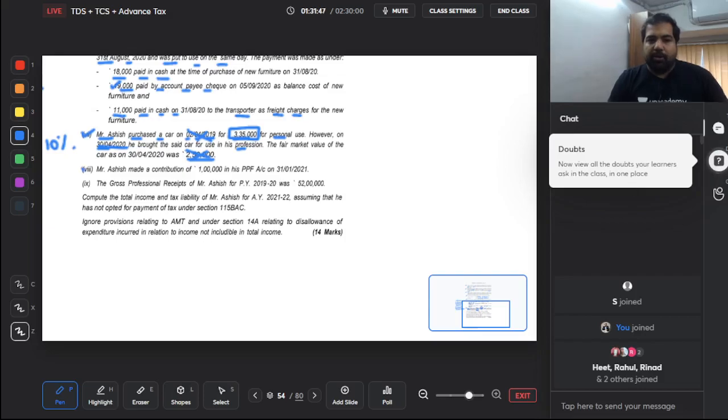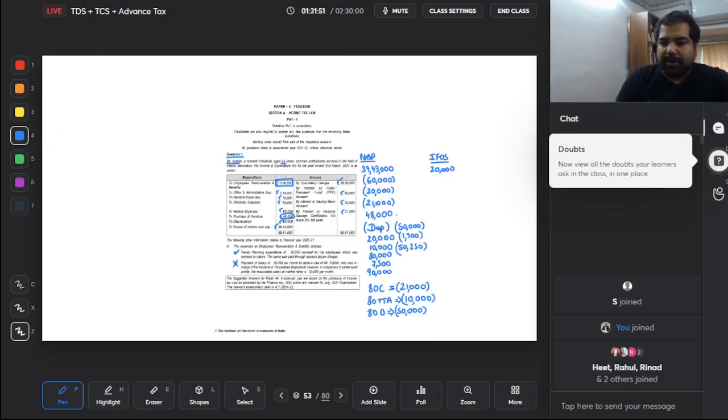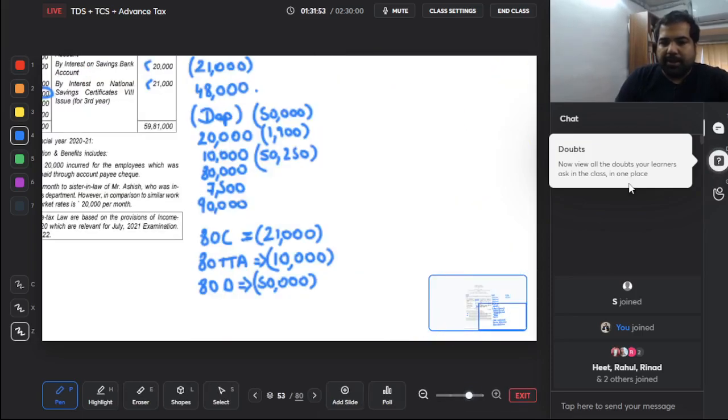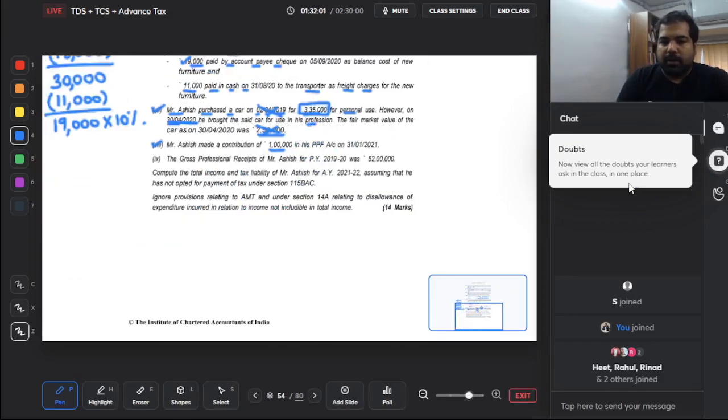Going ahead, Mr. Ashish made a contribution of 1 lakh in PPF account, so that is 80C, but in 80C we already have 21,000. I'm adding 1 more lakh here, which is okay. You cannot have more than 1.5 lakh, but this is okay. And last, the gross professional receipts of Ashish in the last year was 52 lakhs. That means guys, he's not a small individual, not a small HUF. Compute the total income and tax liability of Ashish, assuming that he has not opted for 115BAC.